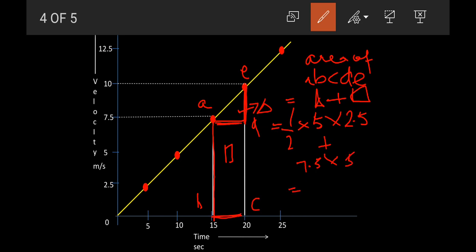So when you solve this, you will get some answer which should be in meters, and that will give you the distance traveled by the body traveling from 15 seconds to 20 seconds, and this is the distance you are finding out from uniformly accelerated motion.